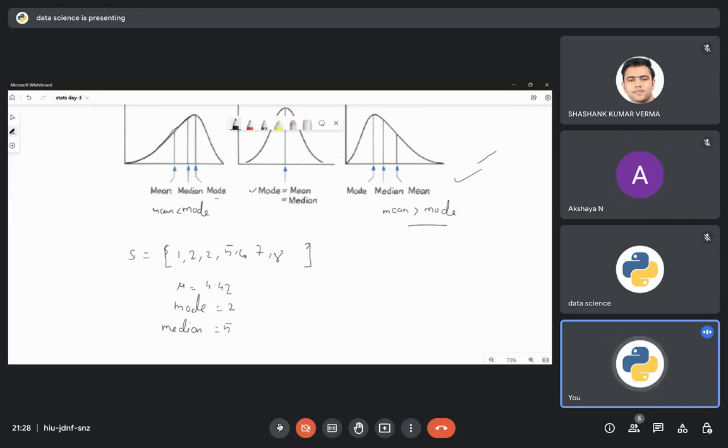Now there is one more concept, that is PDF. Probability distribution functions.